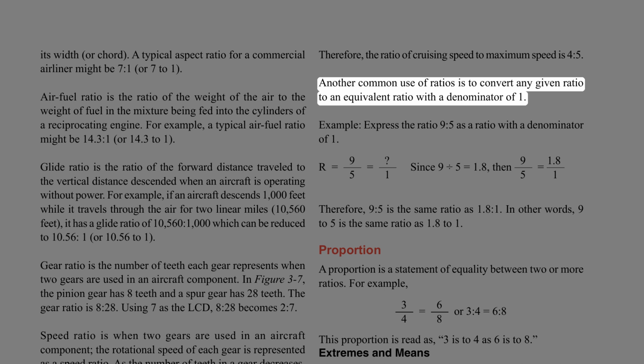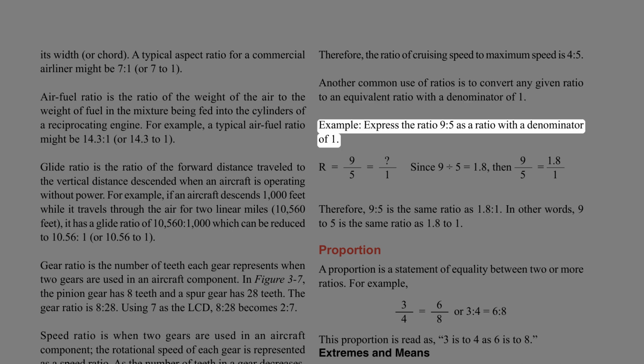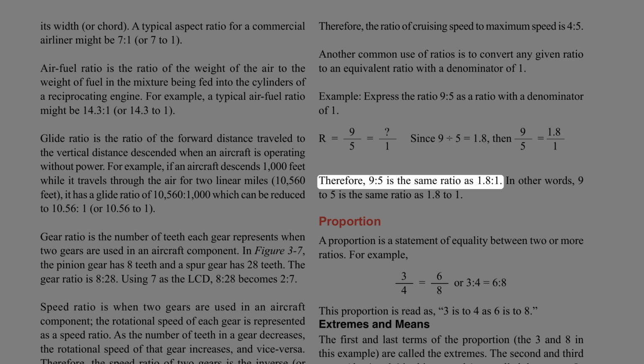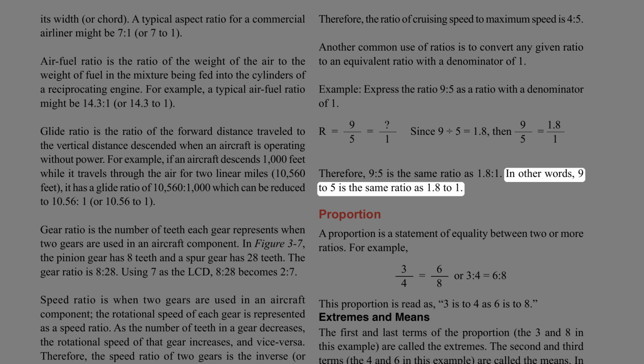Another common use of ratios is to convert any given ratio to an equivalent ratio with a denominator of 1. Example: express the ratio 9:5 as a ratio with a denominator of 1. Therefore, 9:5 is the same ratio as 1.8:1. In other words, 9:5 is the same ratio as 1.8 to 1.